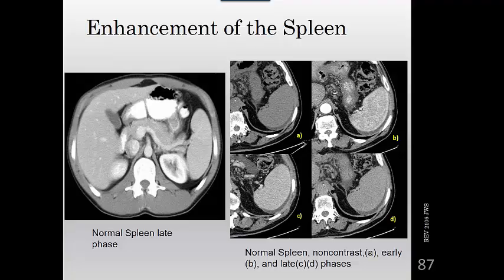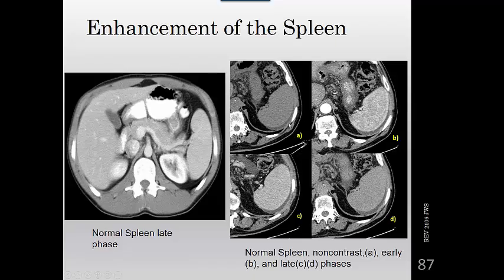So looking at this in slide 87 here, this is how the spleen enhances, the nice homogeneous appearance here of the spleen. This is a late phase where contrast is in the venous phase, 60 to 70 seconds. You can tell that because the liver is enhanced as well, and the vessels, the arteries, are not as bright as they would be in an arterial phase. So these 4 images here show enhancement of the spleen. A is normal, non-contrast.